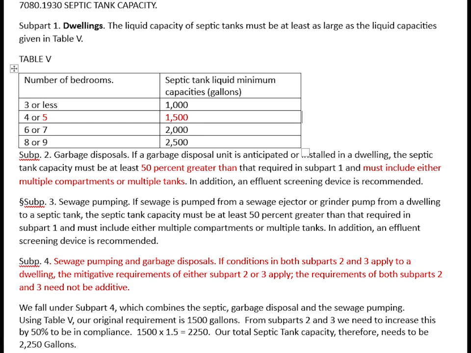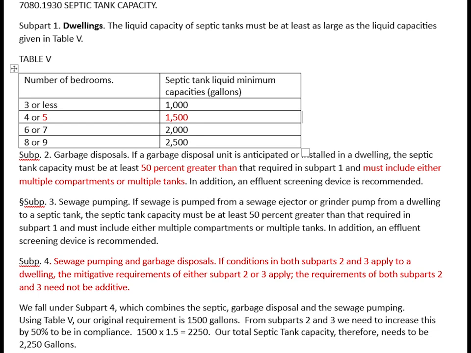Subpart 3 Sewage pumping. If sewage is pumped from a sewage ejector or grinder pump from a dwelling to a septic tank, the septic tank capacity must be at least 50% greater than that required in Subpart 1 and must include either multiple compartments or multiple tanks. In addition, an effluent screening device is recommended. These both applied to us.